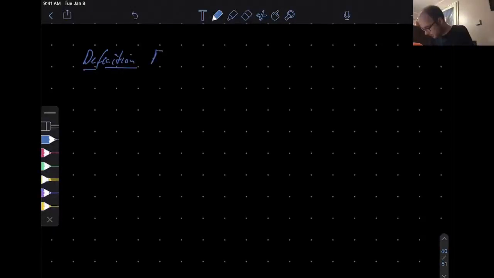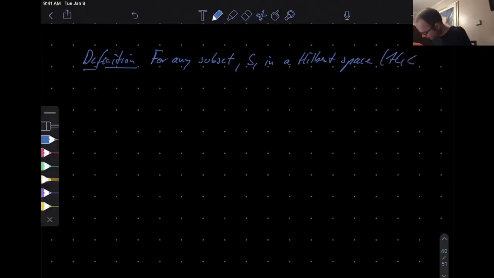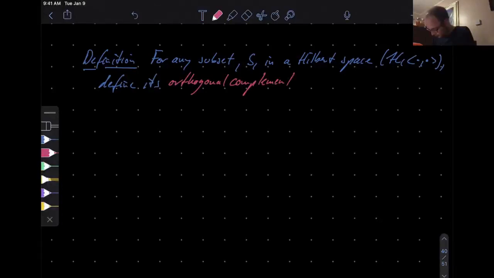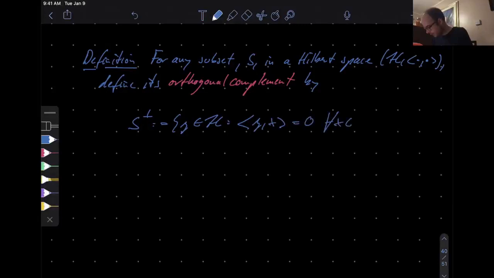which is the orthogonal complement. So for any subset S in a Hilbert space H with inner product, define its orthogonal complement by, well, that's the stuff which is orthogonal to everything in the given S. So these are all vectors y in the Hilbert space such that they are orthogonal to everything in S. So the inner product of y and x is equal to 0 for everything x in S.